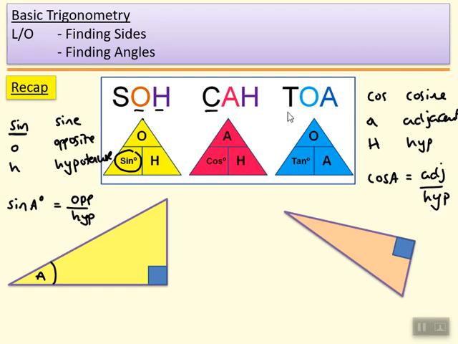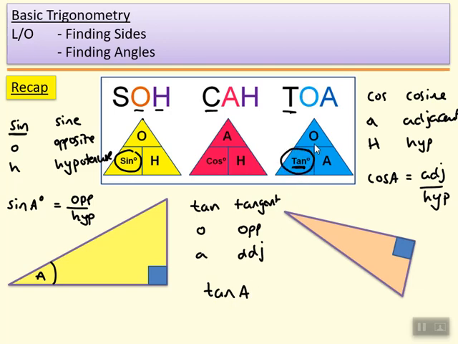Okay, and the last one, the T stands for tangent or tan, which stands for the word tangent, so that's a tan button on your calculator. The O stands for opposite, and the A stands for adjacent. So the formula stands for the tan of some angle that you're told. So tan of the angle is equal to the opposite divided by the adjacent. That's what these three groups of letters mean.